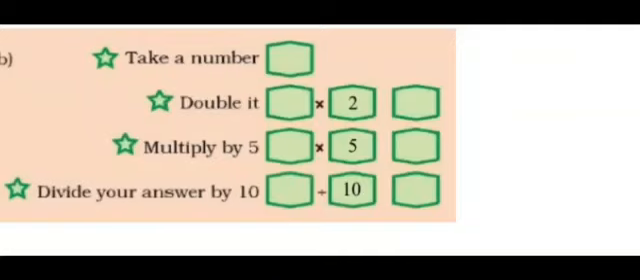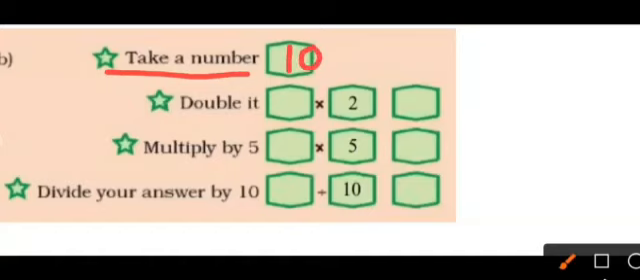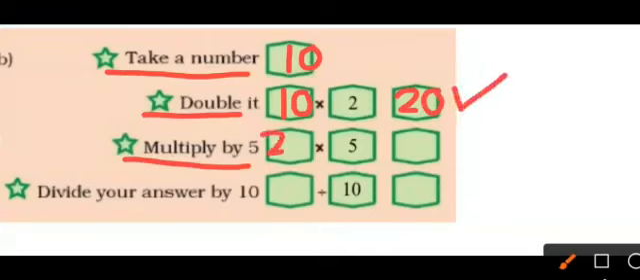Let us solve one more number pattern. Here, follow the instructions. First is take a number. Any number we can take. I am taking, suppose, 10. Double it. Now which number do we have to double? This 10. 10 twos are 20. Then multiply by 5. This 20 we have to multiply by 5. Here we get 100.